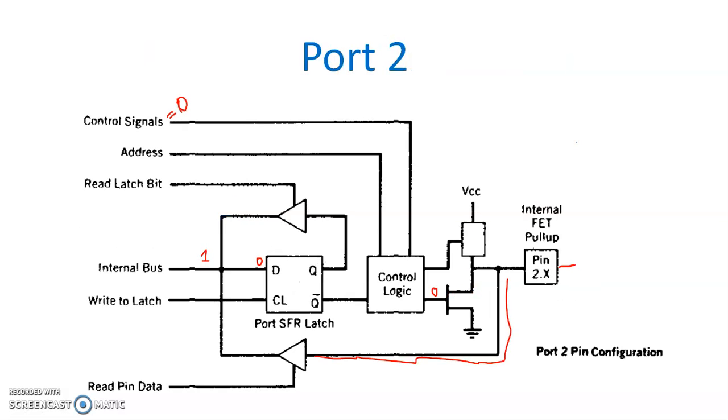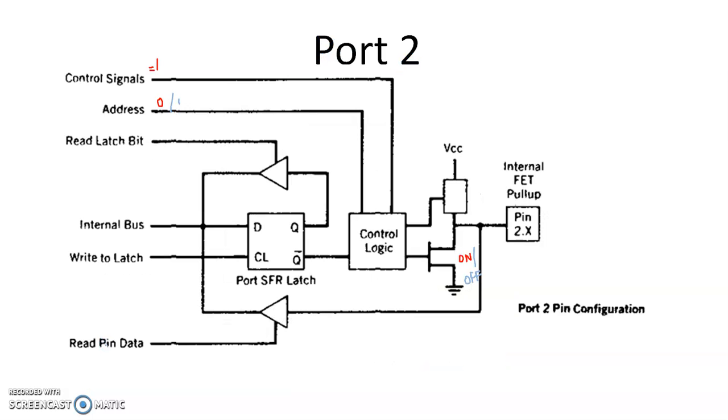Next we'll take up port 2. In the case of port 2, the same logic applies. If I want to use port 2 as an input device, I should first write the value 1 in the latch. When this has been made 1, your Q bar will be set to 0. So the lower transistor will get switched off, and the upper one is only the internal pull-up transistor, which will also make the pin float. So pin 2.x will act as floating, and the value could be read from the external world.